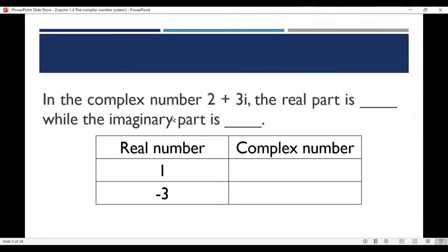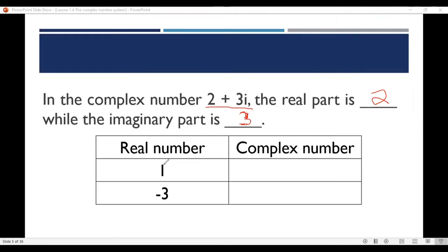Okay, example ito, in the complex number 2 plus 3i, so what is the real part? 2 po. 2, yes. 2 ang real part. Ano naman yung imaginary part? 3 po. 3, yes. Okay, so hindi ibig sabihin na imaginary, ito yung number na nai-imagine natin. Hindi. So, part lang yan ng complex number. Real and imaginary.